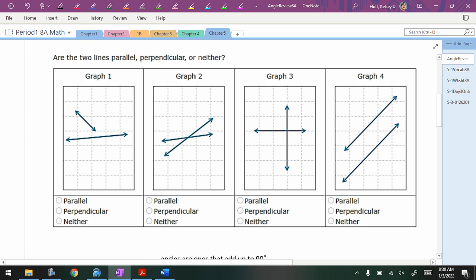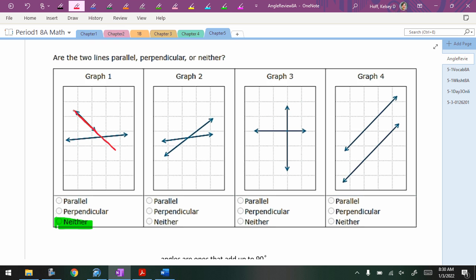Okay. Graph 1. Parallel, perpendicular, neither. Neither. Okay, this is neither because, whoops, I meant that to be a highlighter. They're going to cross, right? But 90 degrees means it's a perfect corner. Where they cross, is that a perfect corner? No, so it's a neither. Graph 2, parallel, perpendicular, or neither? Neither. They cross, but not at 90 degrees.